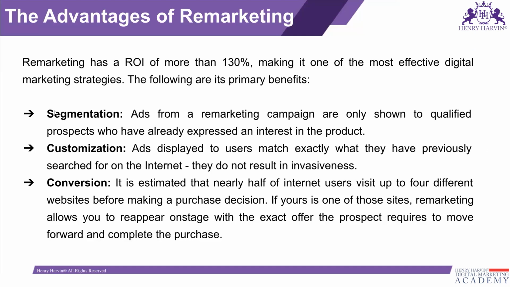Okay, and another example for this is you go for an online course and you search multiple courses, and then you start getting ads of that particular course. If that shows the right copy, then you can go for the conversion. Segmentation, you can just segment the audience. Ads from remarketing campaigns are only shown to qualified prospects who have already expressed an interest in the product.